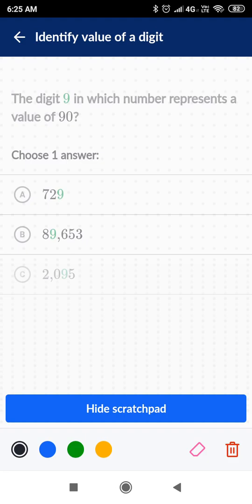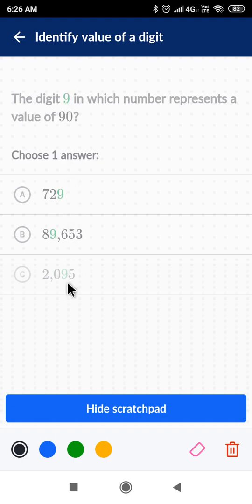The digit 9 in which represents a value of 90? So 90. In A, 9 represents 9 ones. In B, 9 represents 9,000. And in C, 9 represents 90.